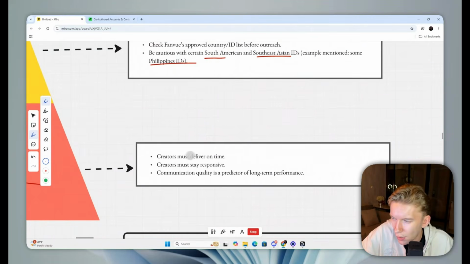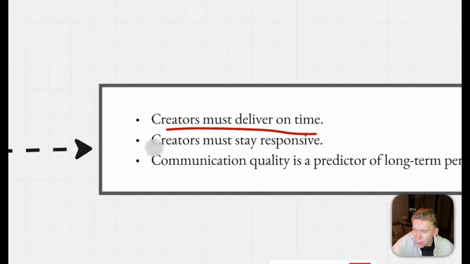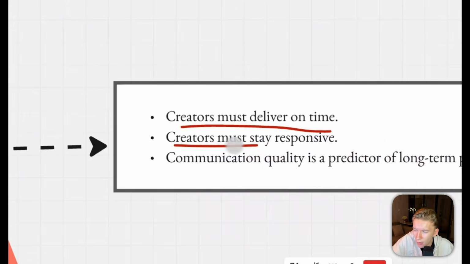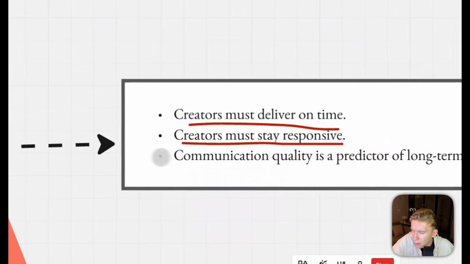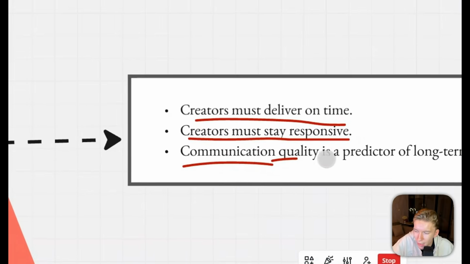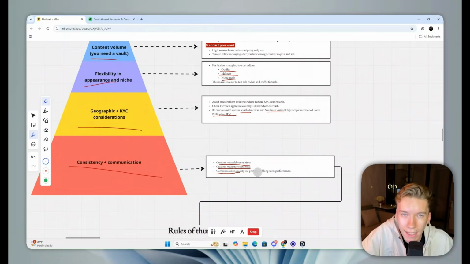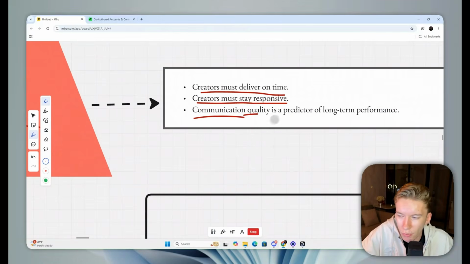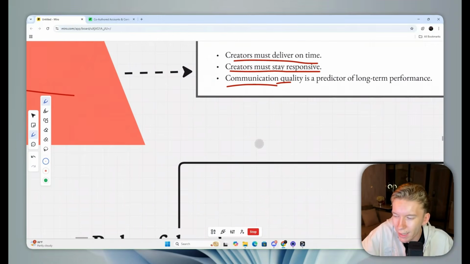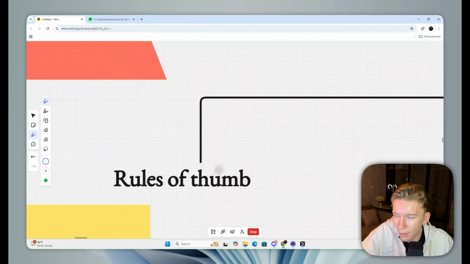Consistency and communication. Obviously, creators must deliver stuff on time. If you've got faceless models, they have to deliver it on time, right? Creators must stay responsive. Communication quality is a predictive factor of long-term performance, right? If she's not communicating well with you, she's not delivering the faceless content quickly, she's not getting the stuff done that needs to be done, then in the long term, that's going to show, right?